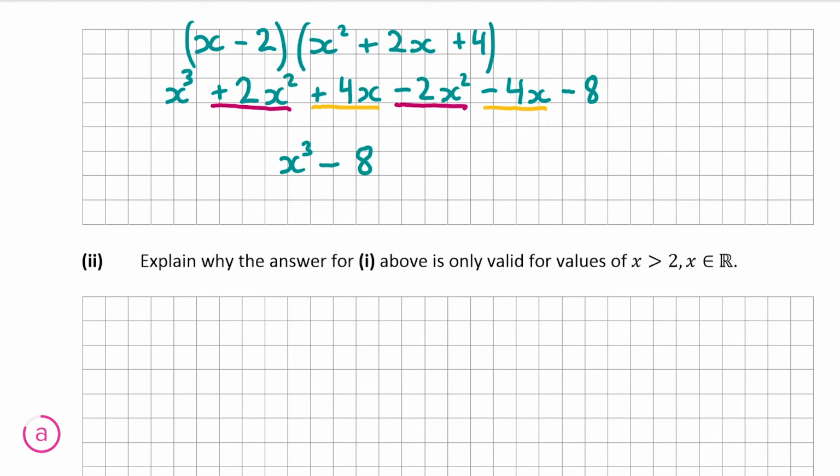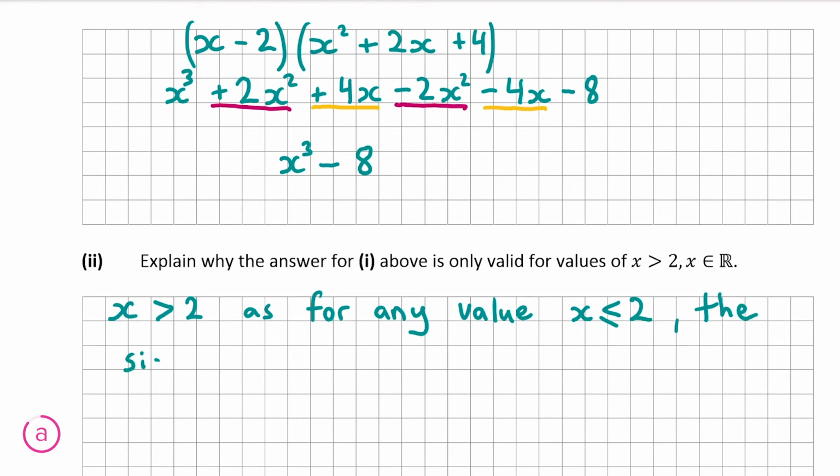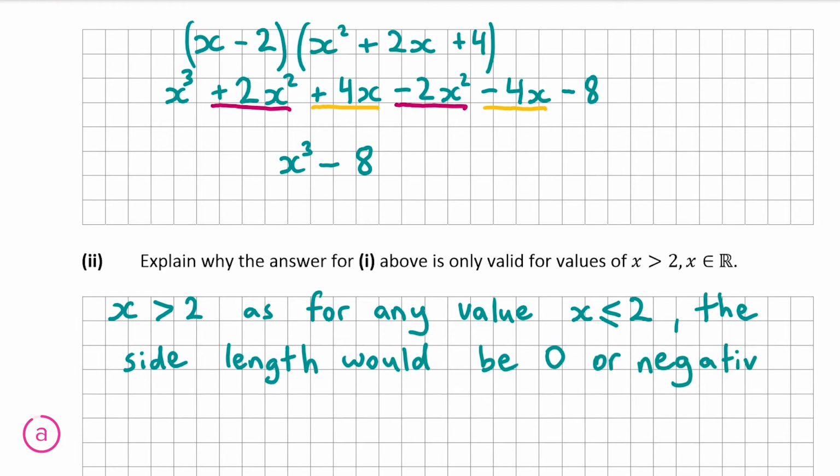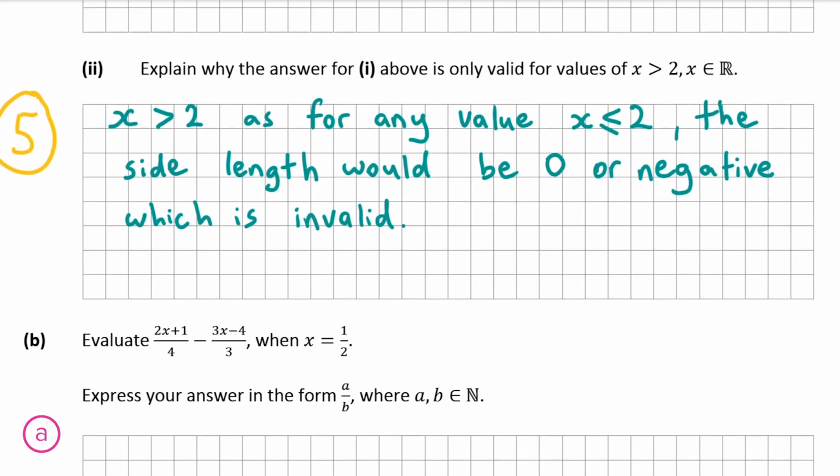As I just said, we cannot have a negative answer or 0 for any length of a side of a rectangle. So therefore, x must be greater than 2, as for any value of x smaller than or equal to 2, the side length will be 0 or negative, which is invalid. So that's our answer for A part 2, which was worth 5 marks. Now let's move on to the final part of the question, part B.